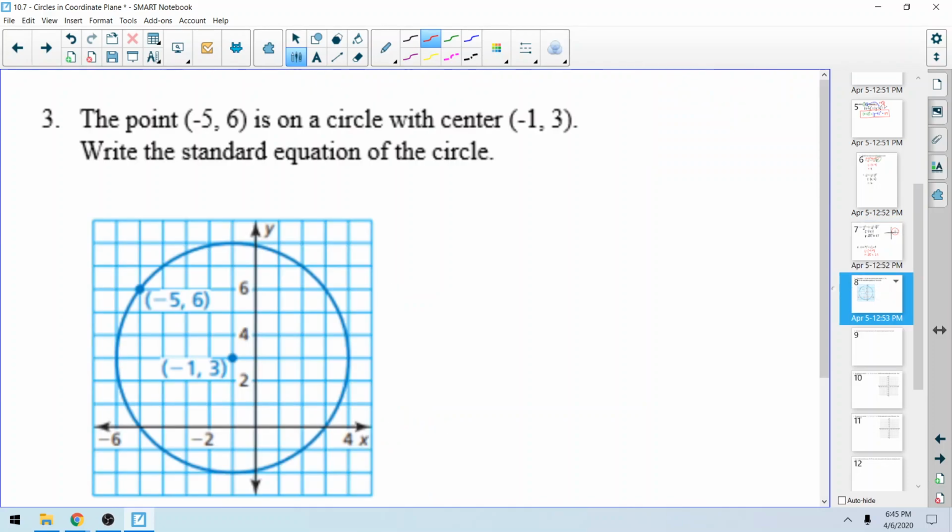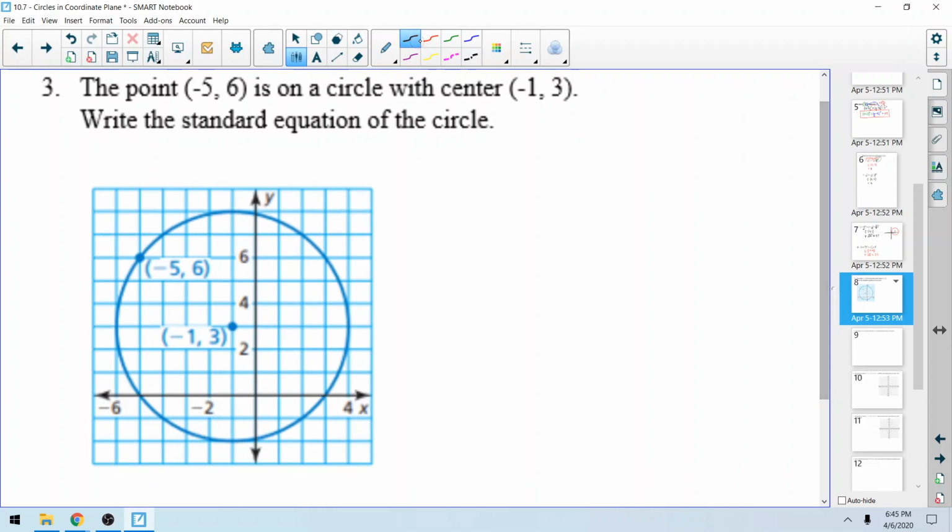Number 3. The point (-5, 6) is on a circle with a center (-1, 3). Write the standard equation of the circle. And then they were nice enough to give us a picture. So, you take a second and look at that. Figure anything out while I write the standard equation of a circle.